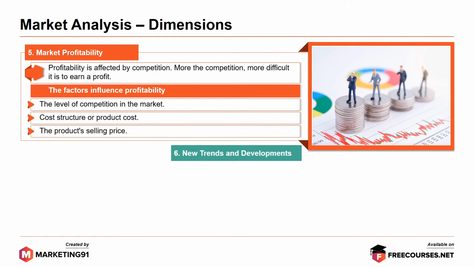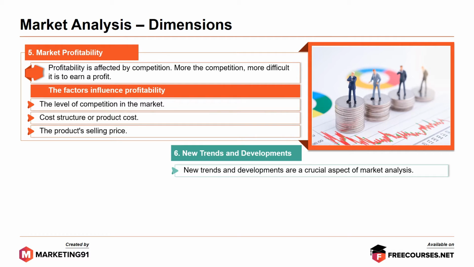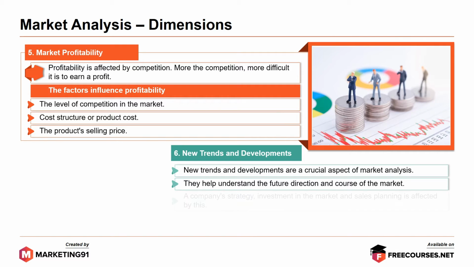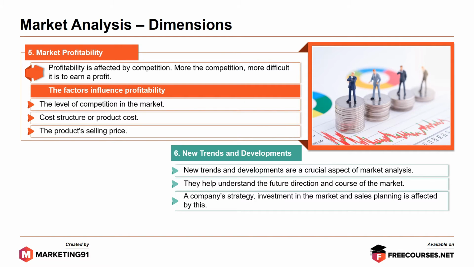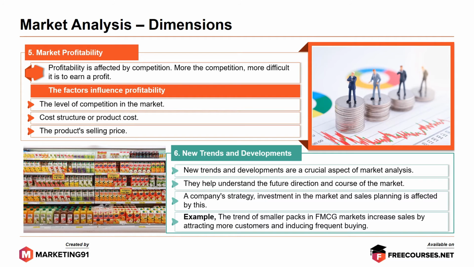And the final dimension of the market analysis are the new trends and developments. New trends and developments are a crucial aspect of market analysis. They help understand the future direction and course of the market. A company's strategy, investment in the market, and sales planning is affected by this. Example, the trend of smaller packs in FMCG markets increases sales by attracting more customers and inducing frequent buying.